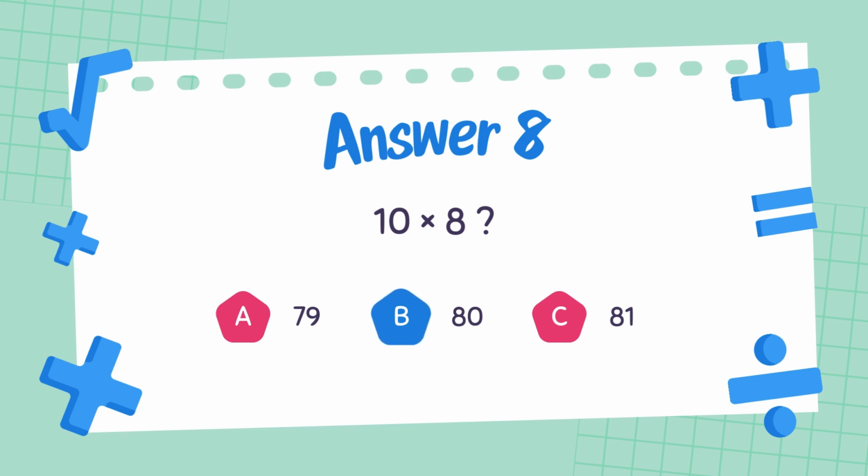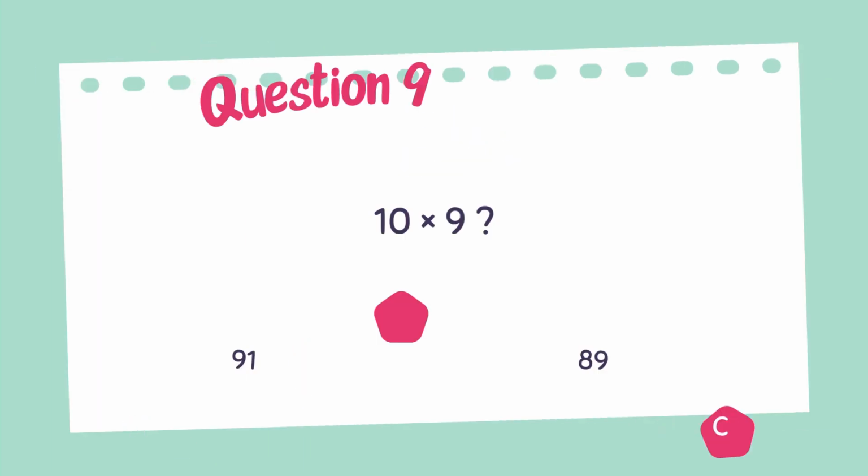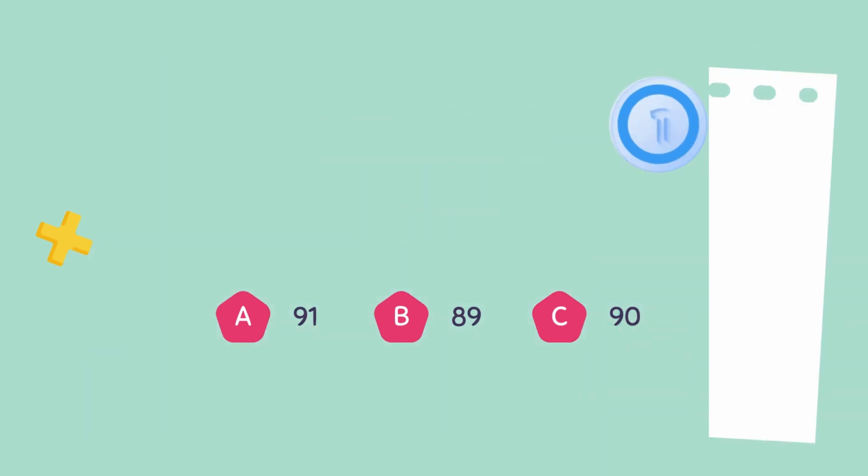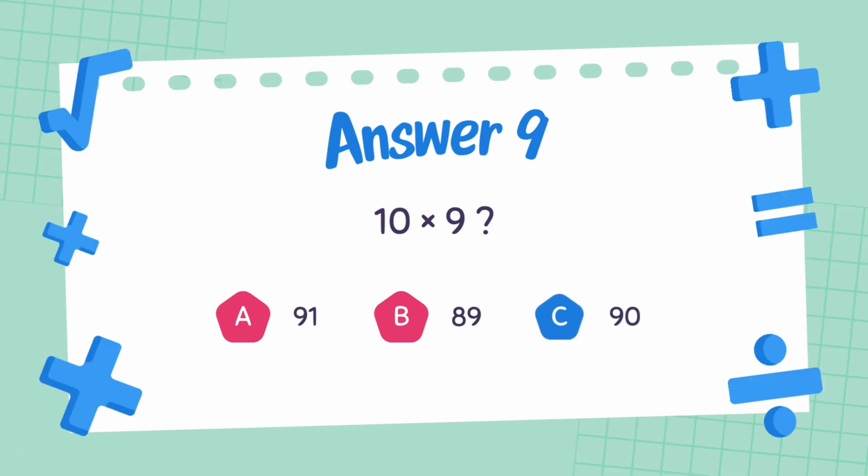Great work. Question 9. What is 10 times 9? Is it A, 91, B, 89, or C, 90? The answer is C, 90.